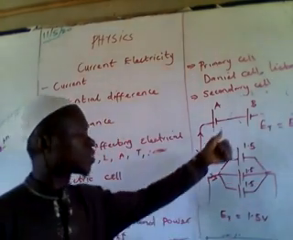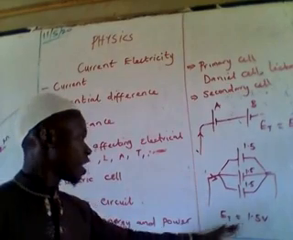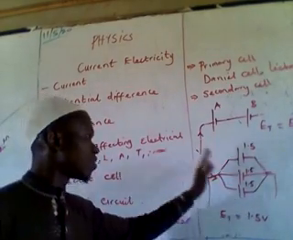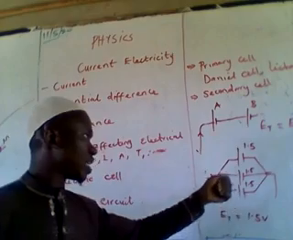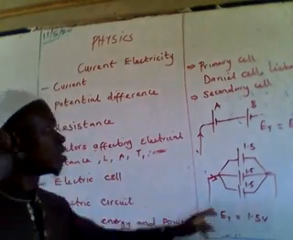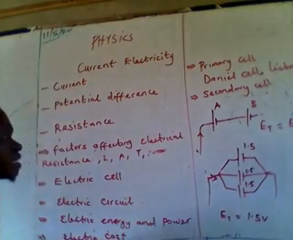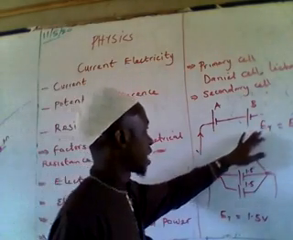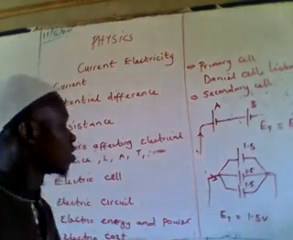Unlike when we have series, where you add everything together to give the total EMF for that series arrangement, if it is in parallel, you choose the EMF of one out of the entire EMFs. And mind you, they will all have the same EMF. Now, this is about cells and their arrangements, which are parallel or series.